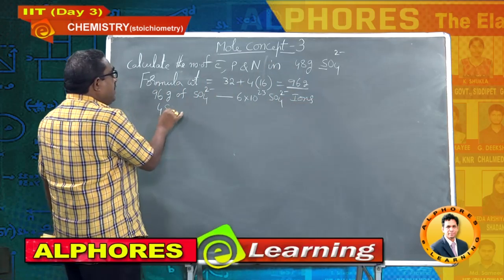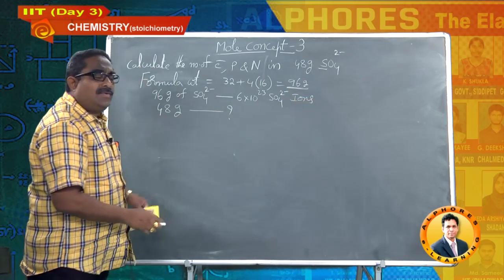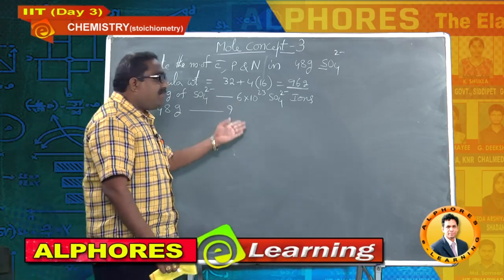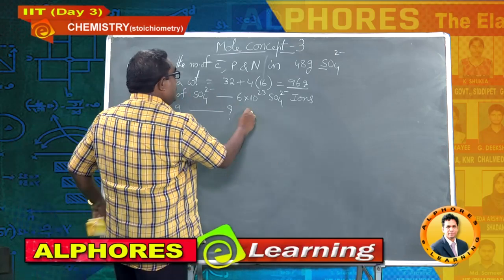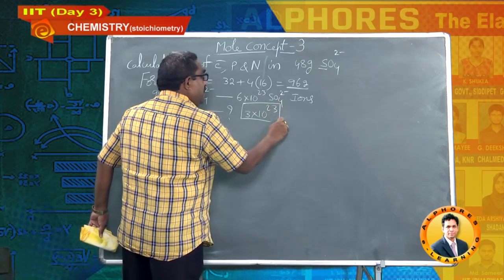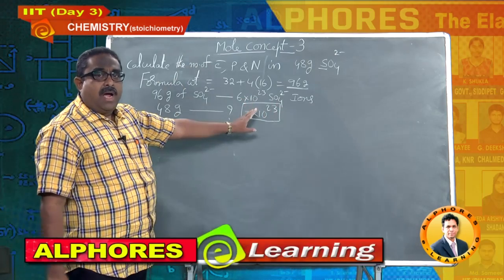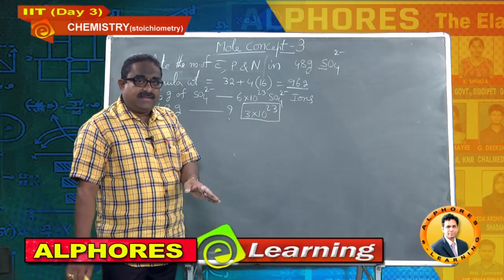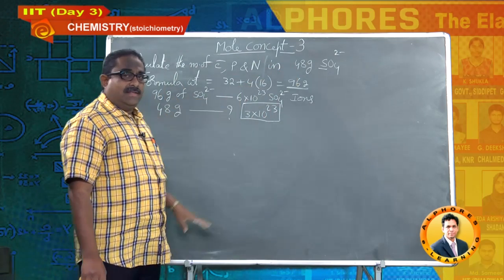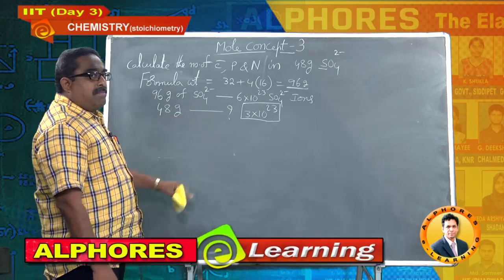But this time I have given only 48 grams. See, no need to do calculation. Half of that, simply you can write half of this. Very simple, students. So, 3 into 10 power 23, I am highlighting this. These are the number of sulfate ions present in the sample given to us in the form of 48 grams of sulfate. Yes, now I got the number of ions.